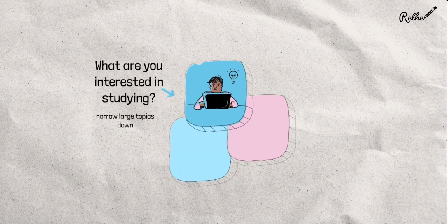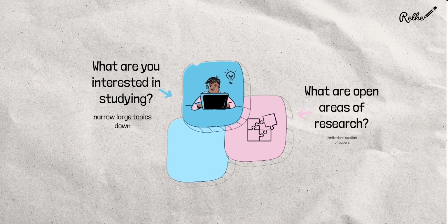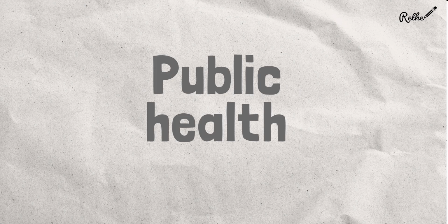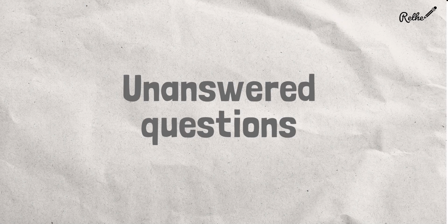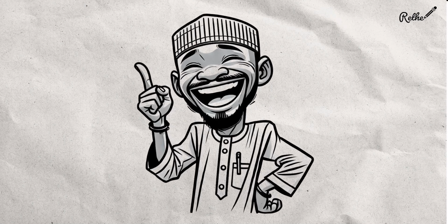The next question you could ask is, what are open areas of research? And a good place to find answers to this question is the limitation section of research papers. So for example, in public health, people would usually talk about the gaps that exist in your research and unanswered questions that are important to explore. So if you've read a good research paper recently and you really enjoyed it, you could go back to that paper and look at what questions the authors answered and what questions it didn't answer.